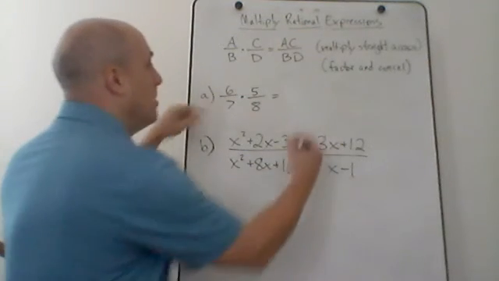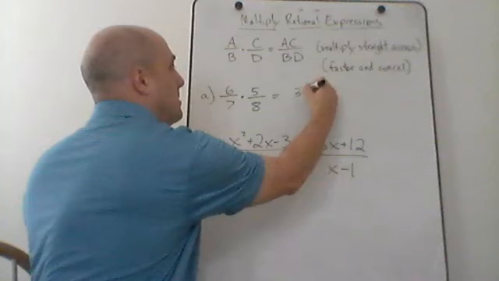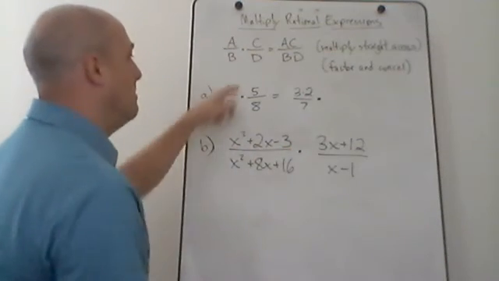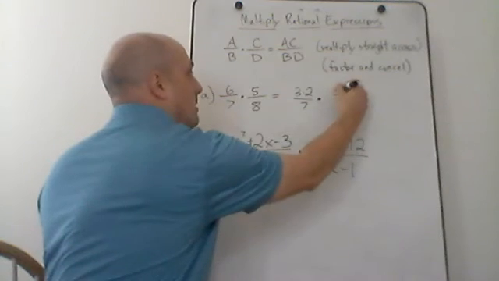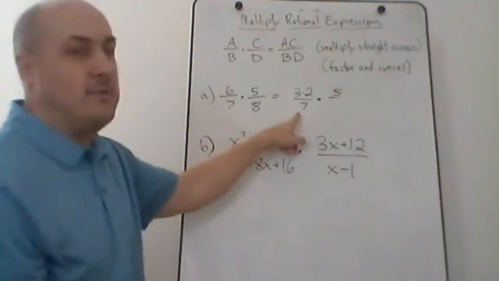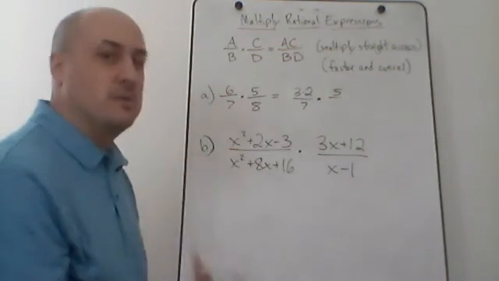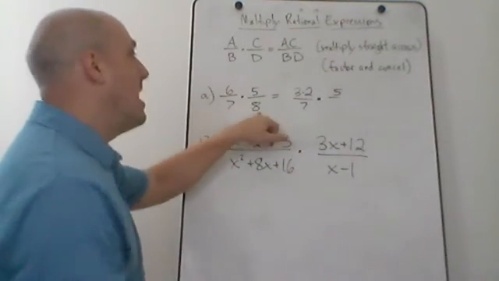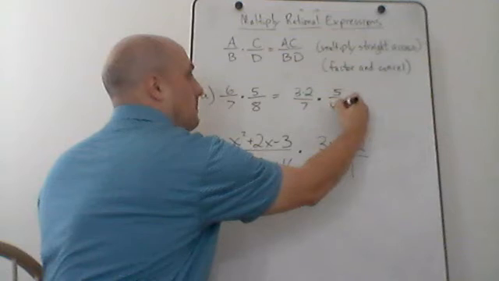So 6 over 7, well, 6 is equal to 3 times 2. So I can write that as 3 times 2 over 7 times 5. I can't factor the 7 down here either. 7 is just 7 times 1. There's no other numbers that multiply to equal 7. Same with 5, it's just 5 times 1. 8, though, is 4 times 2.